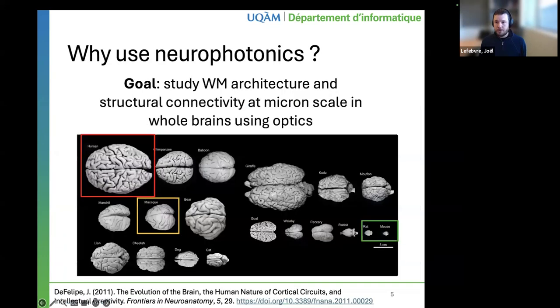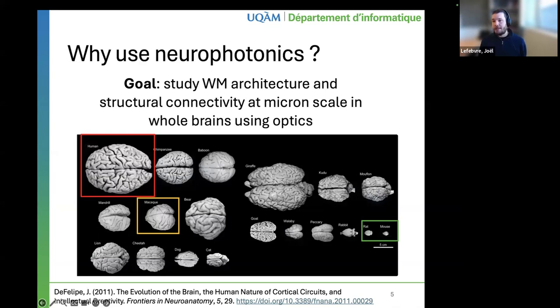So why do we want to use neurophotonics? As I said before, our goal is to study white matter architecture and structural connectivity at micron scale. That's the main keyword here, in whole brains using optics. If we want to better understand what is happening in individual crossing fiber areas, we need to go to very high resolution. Currently, in our lab, we work mainly with mouse brains, but we can also work with rat brains. In the future, we also want to adapt the techniques I'll present today to macaque brains and parts of human brains.